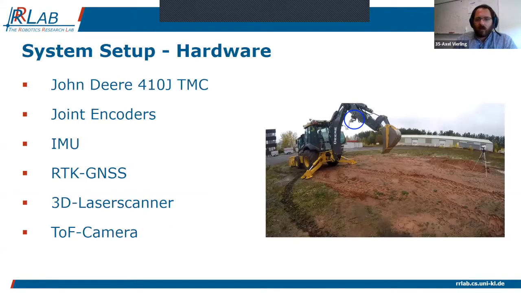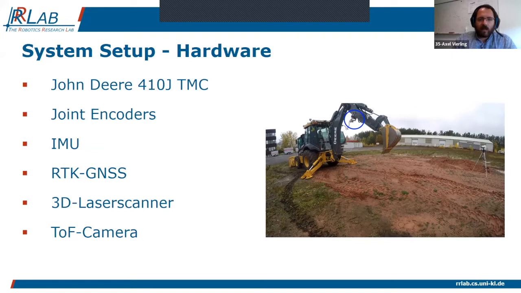From the hardware setup, the excavator or backhoe loader which we had was a John Deere 410J TMC. The special part, so to speak, is that it has joint encoders in each of the joints of the excavation arm. So we get the pose of the bucket, for example, from these encoders and don't need to add an IMU. However, we still have one IMU added in order to have the yaw as well as the current pose of the backhoe loader itself.